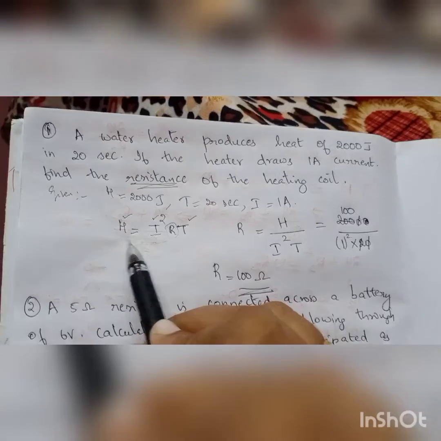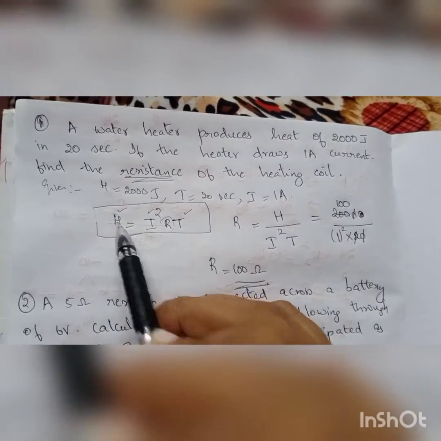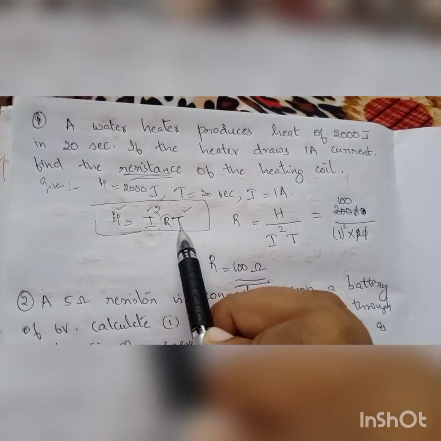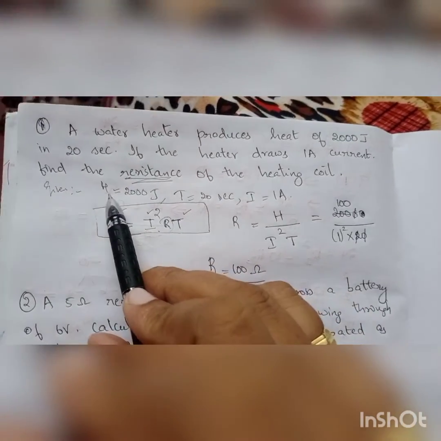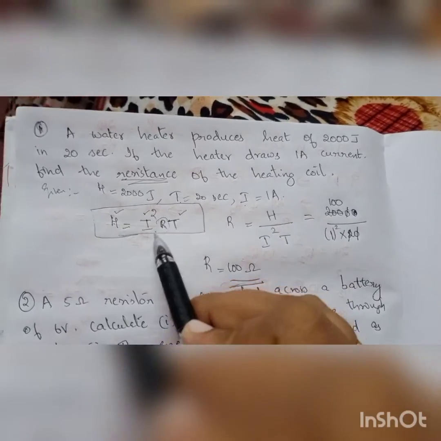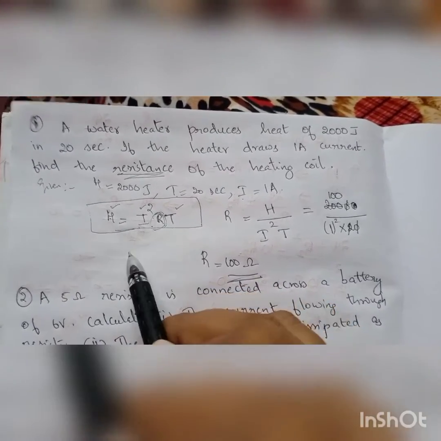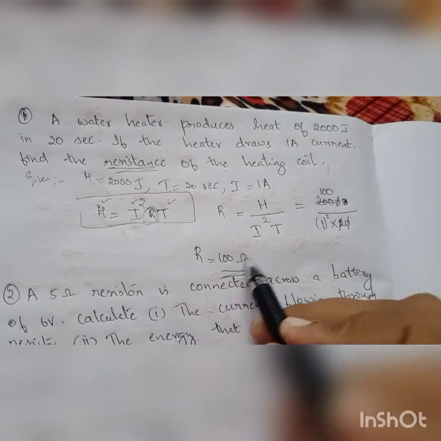So we know the equation for heat is H is equal to I square into RT, where H is the heat, I is the current, R is the resistance and T is the time. So in the question H value is given, time value is given and current value is given. We need to find out what is the resistance value. So from this equation we can rearrange it as R is equal to H divided by I square into T. Substituting the values, we'll get R is equal to 100 ohm.